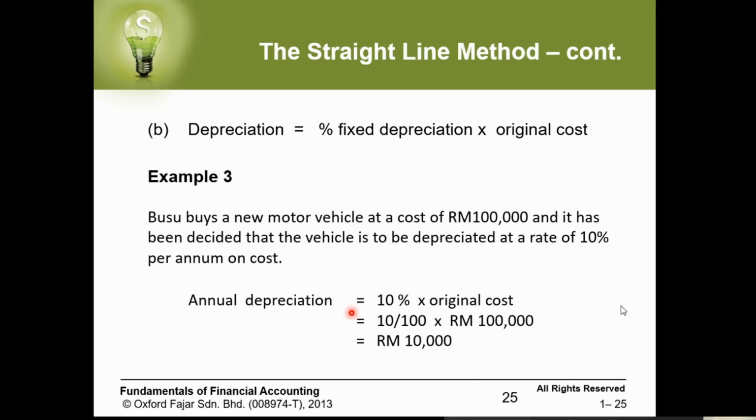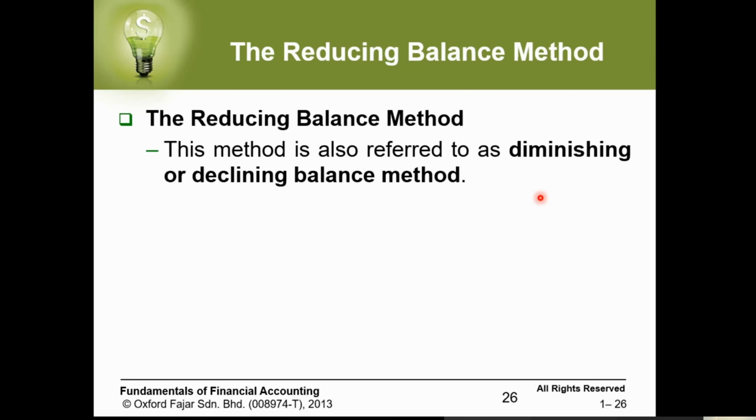So the first method, as we mentioned, is the straight line method, which is you take the cost, you deduct from it the scrap, and you divide it by the number of years it will be used. Or if it's a percentage, also you take the cost, you deduct from it the scrap, then you multiply based on the percentage. Okay, this is how you calculate the depreciation. So let's go to the second method, which is the reducing balance method.